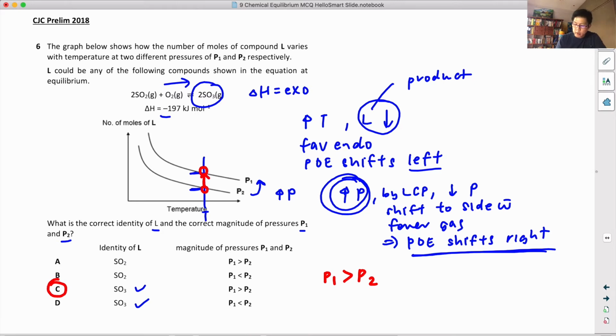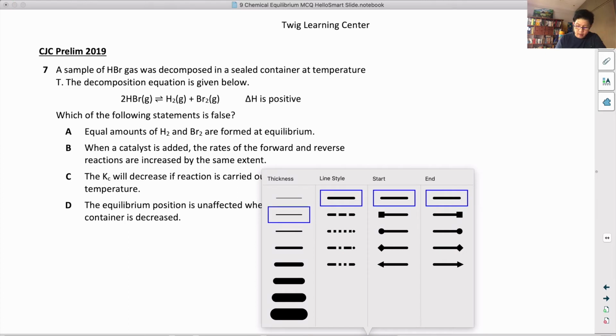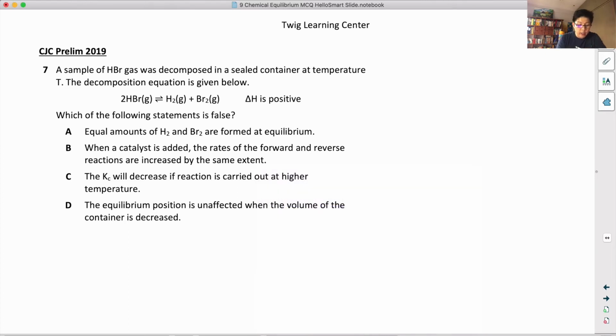All right, let's look at question 7. HBr gas was decomposed in a sealed container at temperature T. The decomposition equation is shown below. Which of the following is false? Equal amounts of H2 and Br2 are formed at equilibrium. That is definitely true, because their ratio is 1:1.